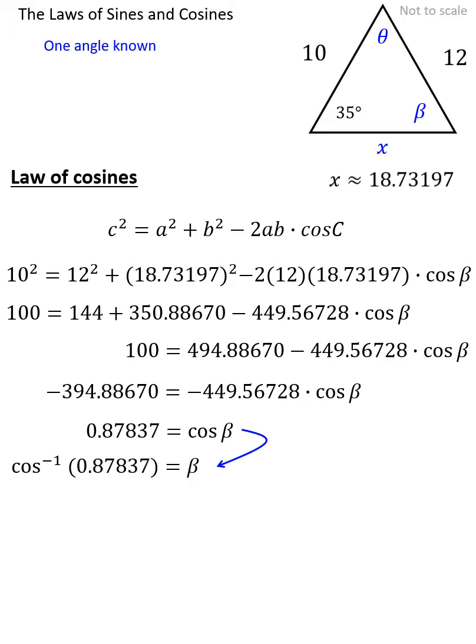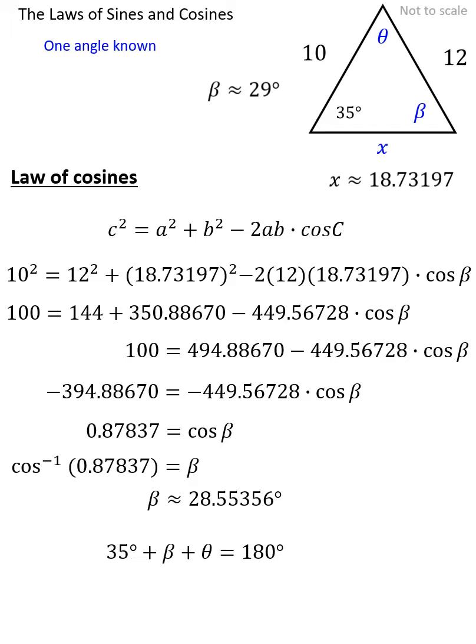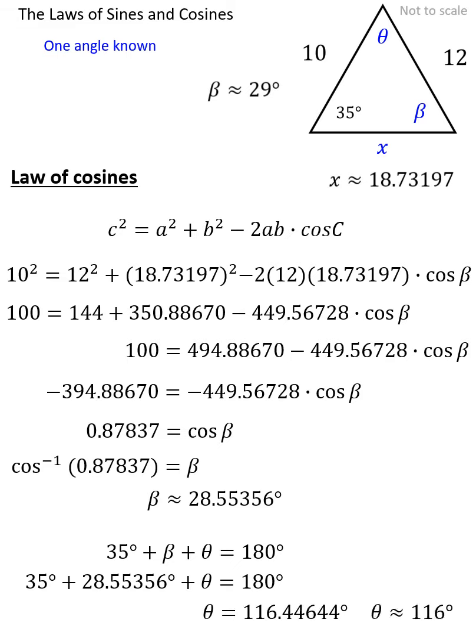Moving on, typing that into your calculator will give you an angle for beta, which I will round to the nearest degree. So now we have the answer for beta, and all I have to do now to find theta is use the 180 rule. And using the 180 rule for this triangle and solving for theta, I now know what theta is. And I'll round that to 116 degrees. And I now have theta.